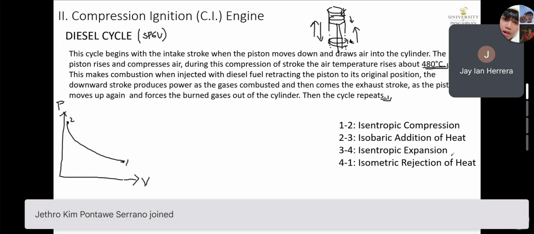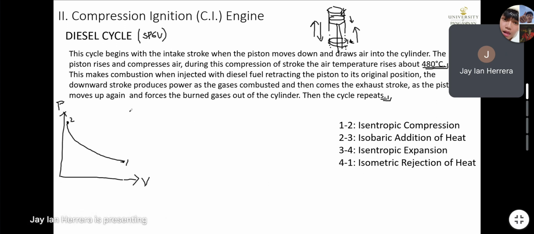Then 2 to 3 is isobaric addition of heat. So isobaric, that is constant pressure naman. So ayan, process 2 to 3 natin is parang ganito, straight line. As the diagram says, straight line horizontal yan. So pressure is constant, or same ang pressure ng point 2 and 3. Ayan, that is where the heat is added, yan yung QA natin. Maalala nyo sa Otto, vertical yung straight line. Sa diesel is ganyan naman, 2 to 3 natin is horizontal yung straight line.